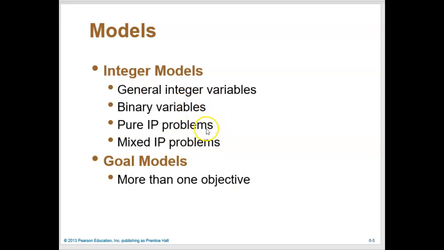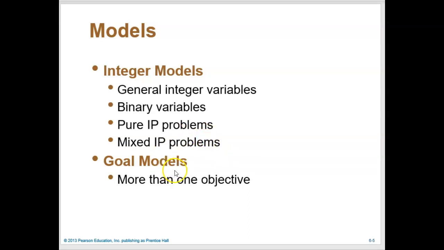But remember that these types are not mutually exclusive from one another. So for example, you can have a pure IP problem, which is also a general integer variable problem, and you can have a mixed IP problem where some of your variables are binary variables, some of them are general integer variables, and some of them can take fractional values as well.